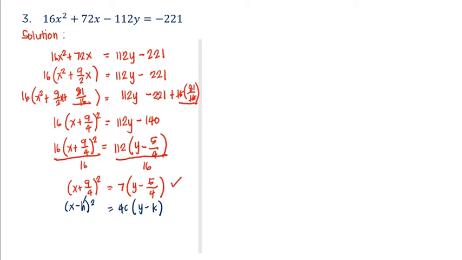There. So we have now our h and our k. Now to solve for c, we equate this 4c and the 7. So we have 4c equal to 7. Therefore, our c is equal to 7 over 4. Okay?